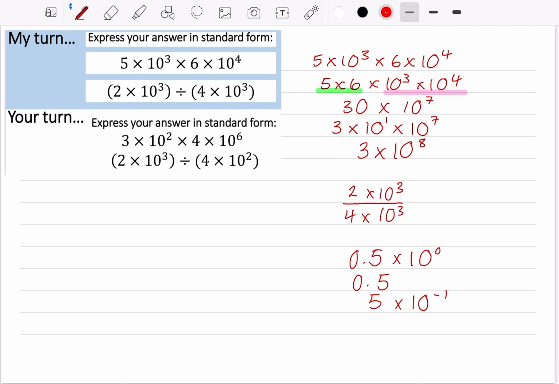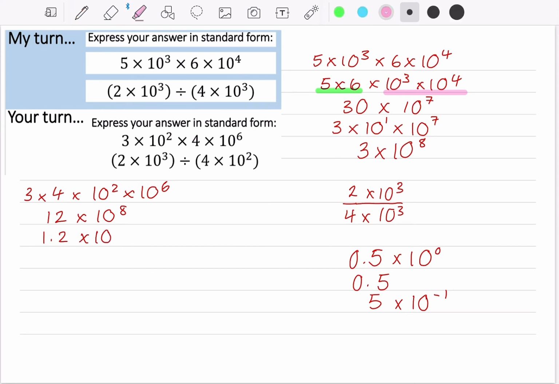Pause the video here and have a go at the your turn questions. Your turn. So, expressing these numbers in standard form. For the first one, I've got 3, 4, 10 squared and 10 to the 6. 3 times 4 is 12, and I've got now 10 to the 8. Unlike 30, it's not as easy as it was before, but we know how to divide by 10. So I know 1.2 times 10 is actually the same as 12. So I've still got that times 10 to the 8 left over.